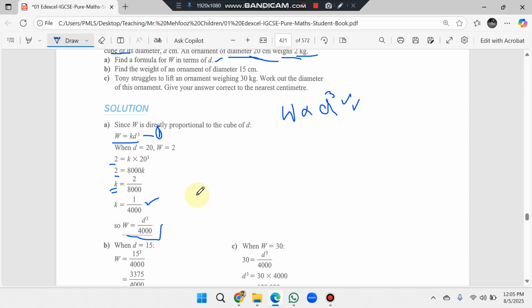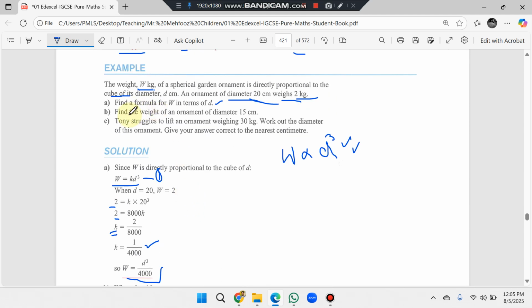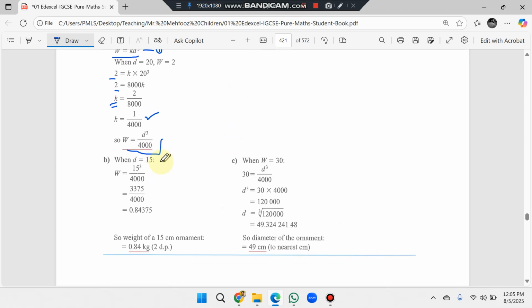No. Okay. After that, you can see: find the weight of an ornament of diameter 15 centimeters. Now we have to put the diameter's value, that is 15, and find the value of W. So W equals 15 cubed over 4000. It becomes 3375 over 4000. When we simplify it, your answer will be 0.84375. This is your solution. Any problem? No. Okay.